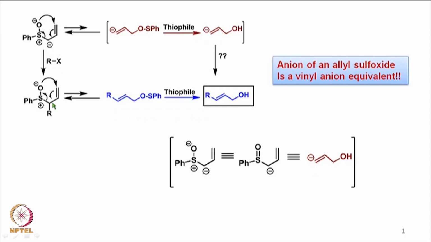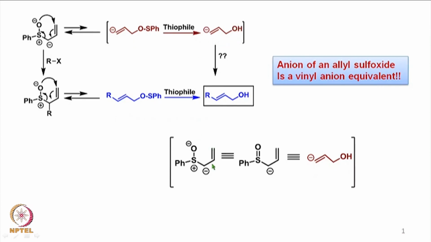Then we can generate a carbon-R bond here, which of course will be in equilibrium with this particular allyl sulfenate ester, and this, upon treatment with a thiophile, should give this particular allyl alcohol having an R substitution. So basically what we are trying to do is to convert an allyl sulfoxide into an allylic alcohol with substitution here, via going through a vinyl anion equivalent of this type.